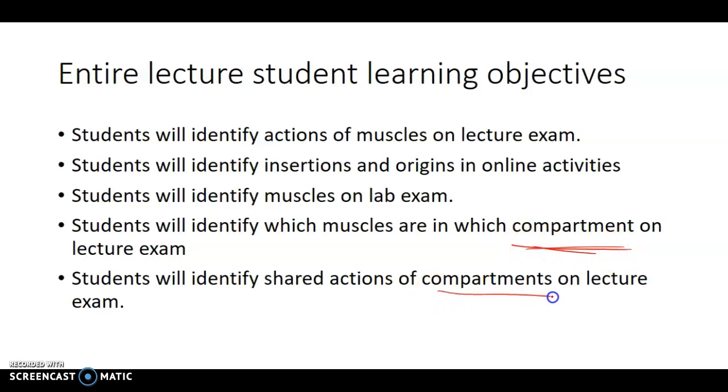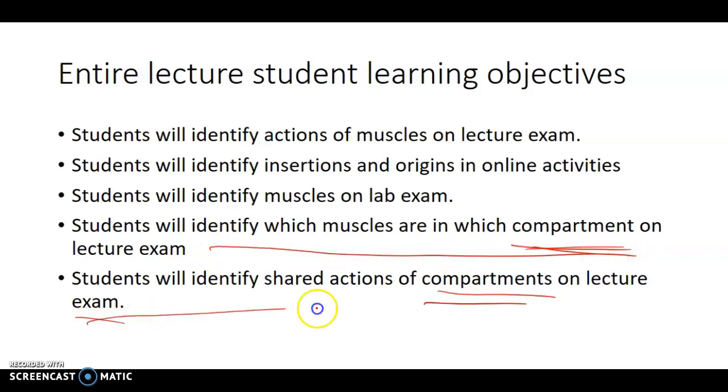Compartments. Each limb has compartments. The arm has anterior and posterior compartments. The leg has anterior and posterior compartments. The lower leg has a bonus lateral compartment. The upper leg, the thigh, has a bonus medial compartment. These compartments have shared actions. So you'll identify what muscles are in the compartments and their shared action.